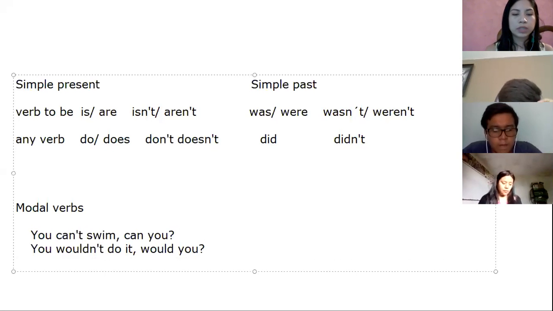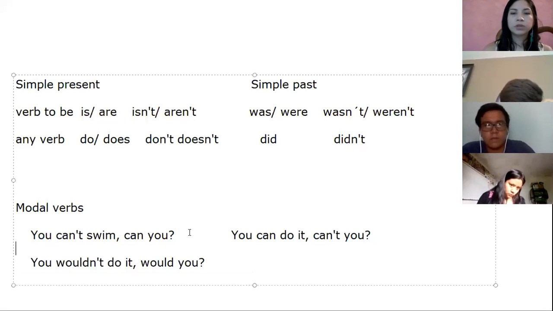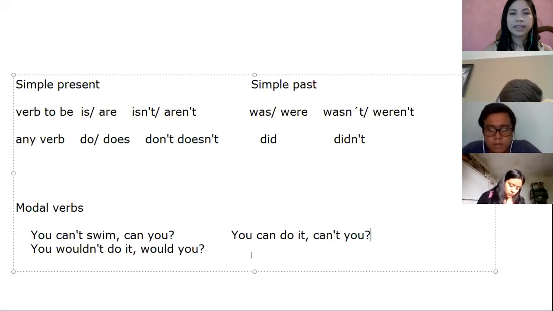When you say, you can do it, can't you? ¿O no? Sí puedes, ¿o no? Okay. You can do it, can't you? You see? Or you would do it, wouldn't you?